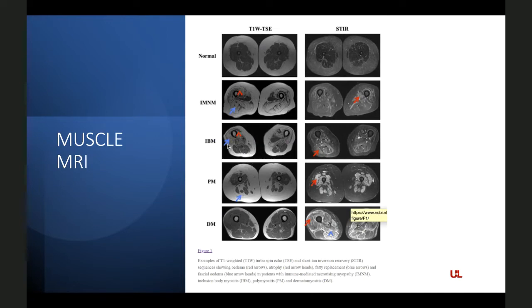Now, at the same time, if you go down and see IBM, IBM typically affects one particular anterior or posterior side of the muscle. So over here, you can see this side of the muscle is very much affected as compared to the posterior. And when you come down to dermatomyositis, the classic finding that we see in the MRI is fascial edema. Surrounding the muscles, there is a hyperintensity, increased signal, that is typically seen in dermatomyositis as compared to the other groups.